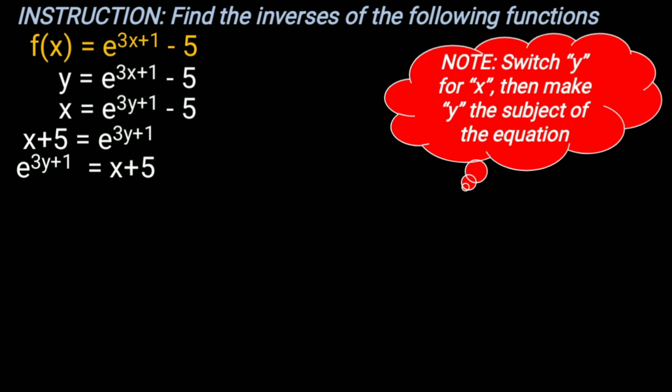And then we have a problem at hand here. Here is an exponential function, e raised to the power of (3y plus 1), equal to x plus 5. How do we get rid of this exponential function?